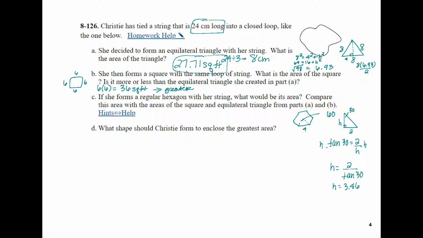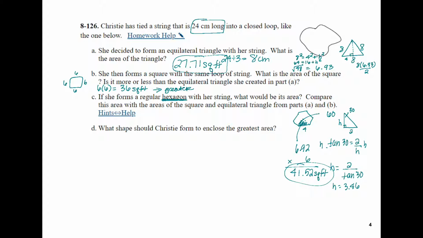Multiply the base of our triangle, which is 4, times 3.46 divided by 2 tells us that the area of just this triangle right here would be 6.92. We have 6 of them in our hexagon, so we need to times this by 6, which would give us the area of 41.52 square feet.